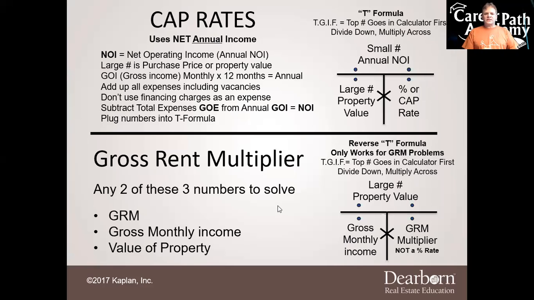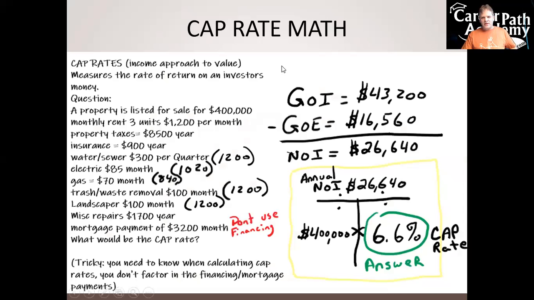So cap rates, gross rent multipliers, we're going to be doing the math on these after we do all the vocabulary. So let's finish going over the terms and definitions and vocab in this chapter. Oh, look at that. It already goes to math right away.